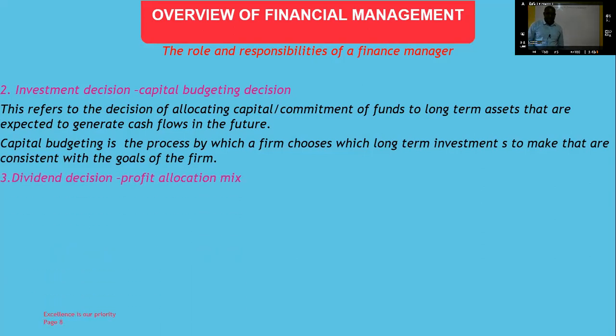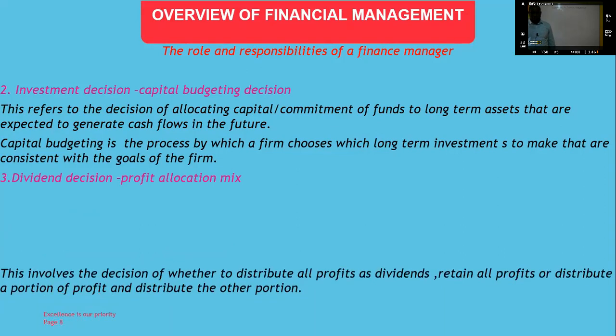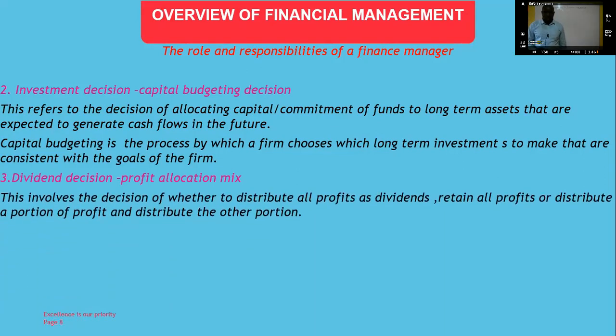Friends, the third role and responsibility of a finance manager is what we call the dividend decision. We also call it the profit allocation mix. And what does this relate to? It involves the decision of whether to distribute all of the profits as dividends, 100% distribution, retain all the profits, that is 100% retention ratio, or distribute a portion of the profit and retain the other for investment purposes. So we have to make such a decision.